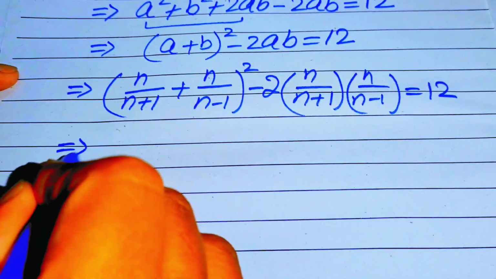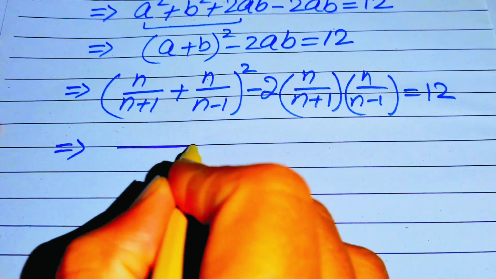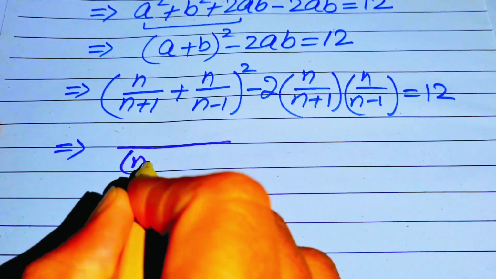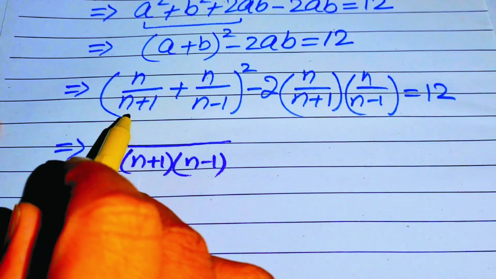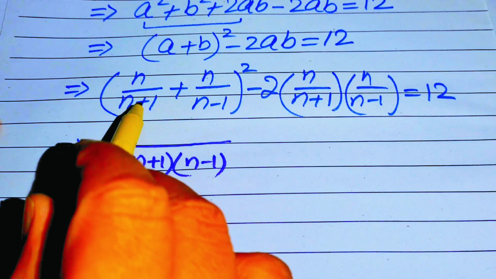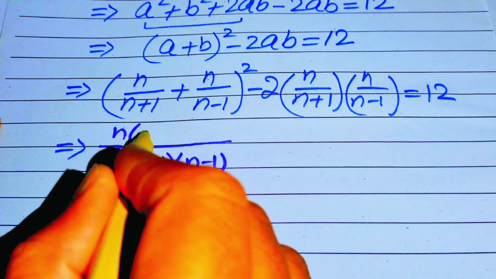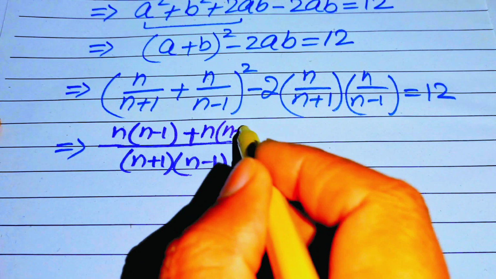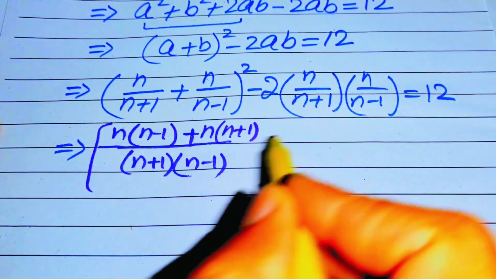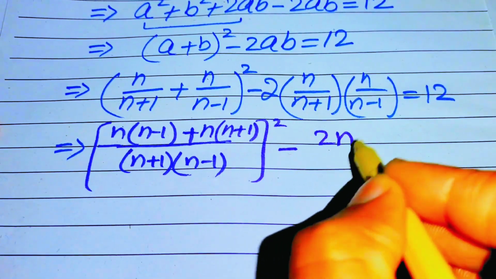So now we need a little bit of simplification. In the first factor we take the LCM of these terms, and you know that the LCM will be equal to n plus 1 times n minus 1. And when we divide this, n plus 1 is cancelled by n plus 1, and you get n times n minus 1, and plus n times n plus 1, and its whole square, minus we multiply these two terms, and we get 2 times n square over n plus 1 times n minus 1.